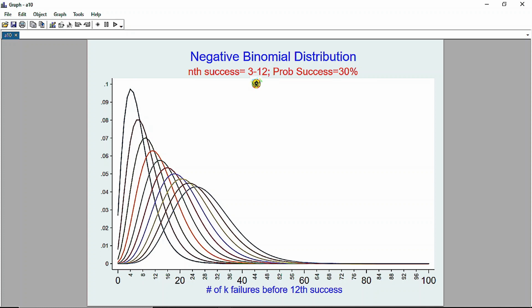As the value of nth success increases, in this example from 3 to 12, we see that the nature of the graph is more of a bell-shaped curve. And if the probability of success increases, the span of failure decreases.